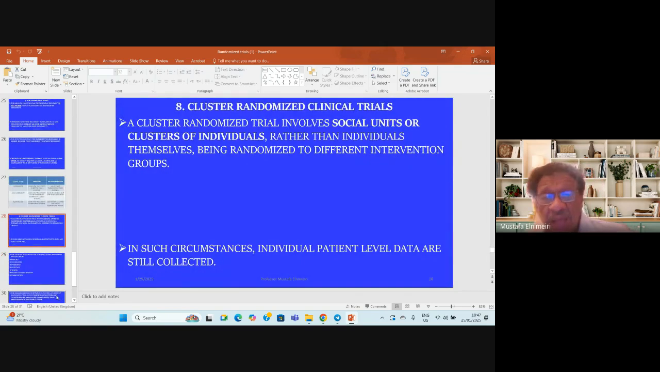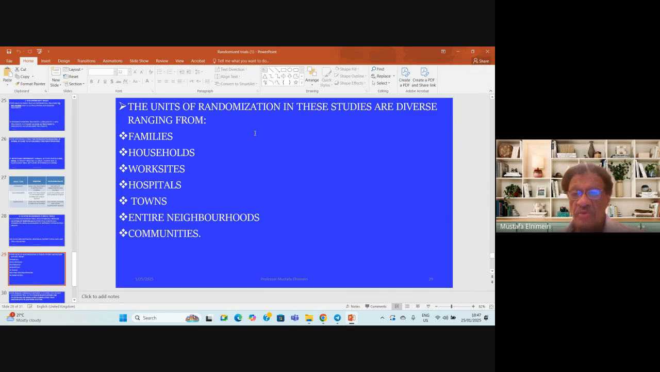Then the 8th type of the clinical trial categories is the cluster randomized clinical trials. Here, a cluster randomized trial involves social units or clusters of individuals rather than individuals themselves being randomized to different intervention groups. In such circumstances, individual patient-level data are also collected. The unit of randomization here, for example, will be families or households or work sites or hospitals or towns, entire neighborhoods, communities, etc.